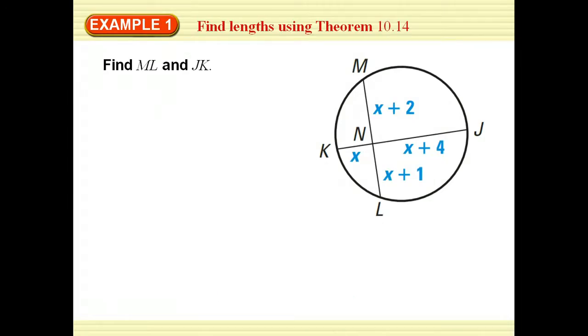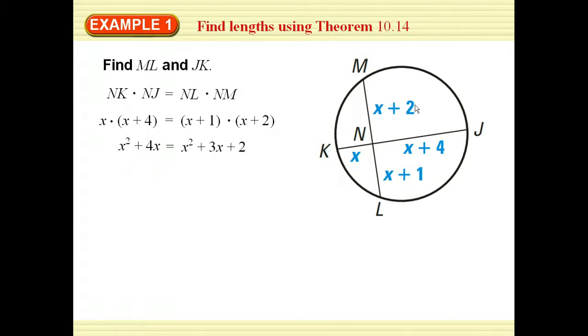So in this case, we want to find the length of ML and the length of JK. So what I'm going to have to do is multiply the two parts. So I'm going to have NK and NJ multiplied together and NL and NM multiplied together. So when I plug that in, the two parts of KJ, x times x plus 4, is equal to the product of the two parts of ML, x plus 1 times x plus 2.